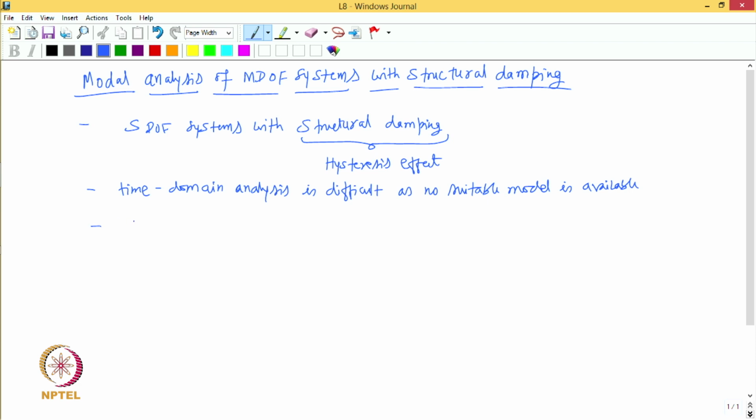However, we saw that the steady state response analysis to harmonic forces can be carried out with structural damping. The steady state response to harmonic forces can be obtained using the frequency domain model.